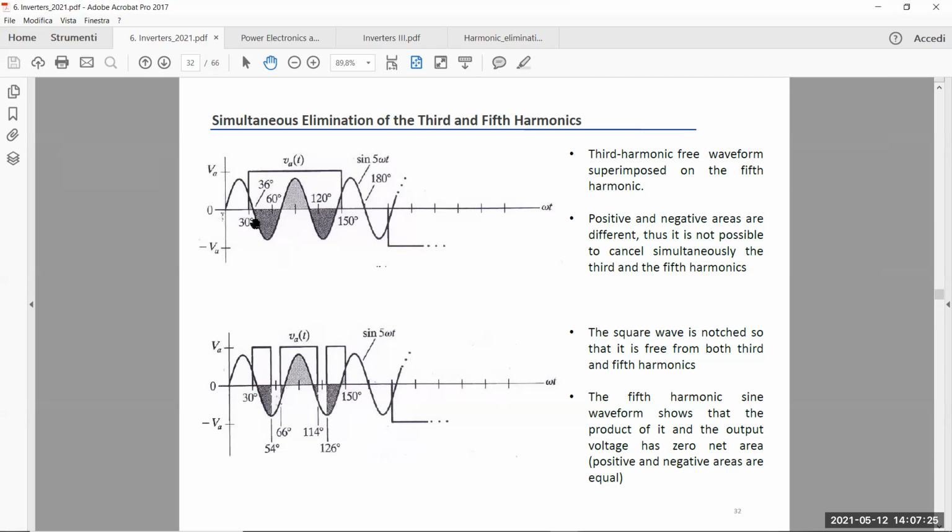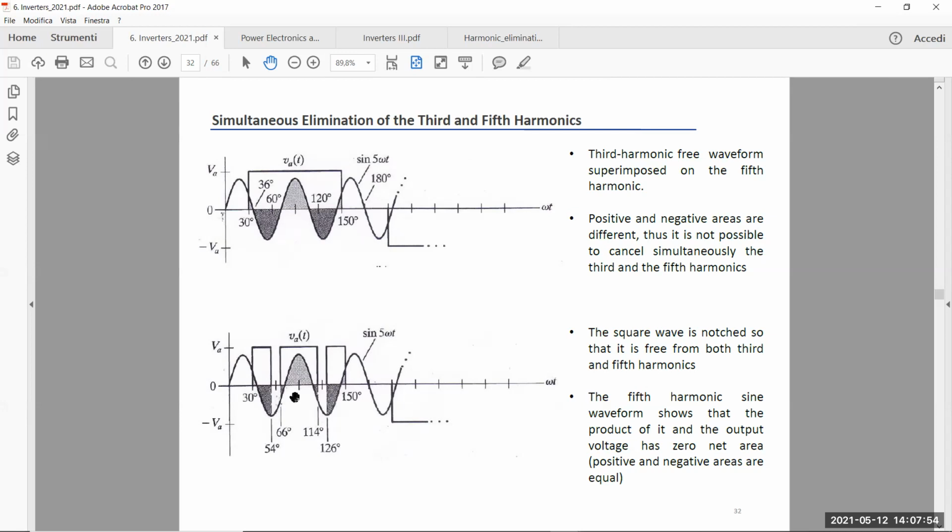If you want to eliminate simultaneously two or more harmonics, then you have to compute these angles, in which you introduce specific notches in the output voltage in order to make the integral null for more than one harmonic. This is just an example that gives you the possibility to eliminate simultaneously the fifth and the third harmonic. And so the first higher order harmonic is the seventh harmonic.